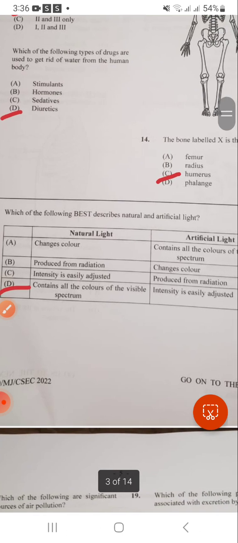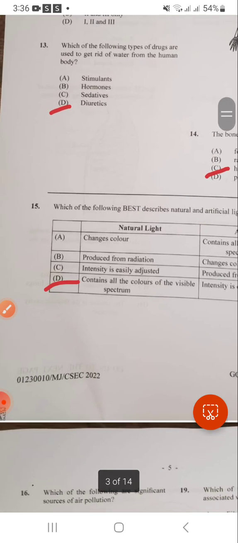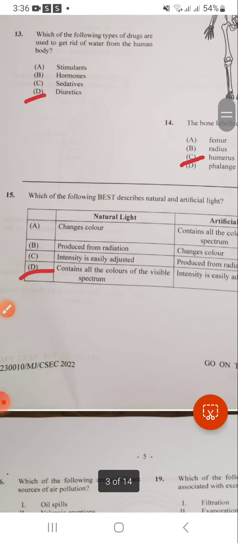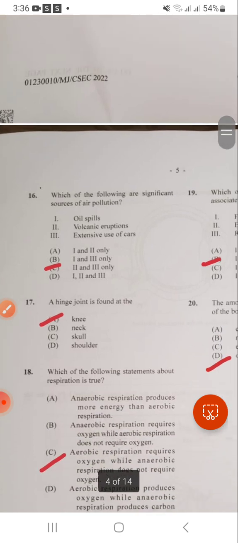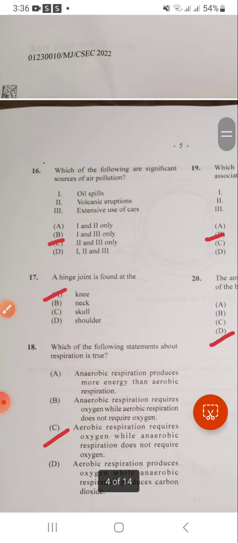Question number 15. Which of the following best describes natural and artificial light? The answer is D. Natural light contains all the colors of the visible spectrum, while artificial light intensity is easily adjusted.